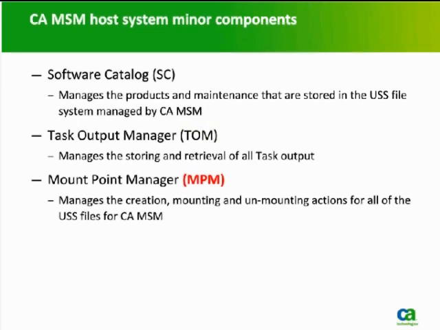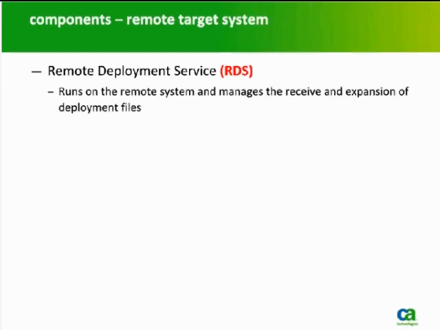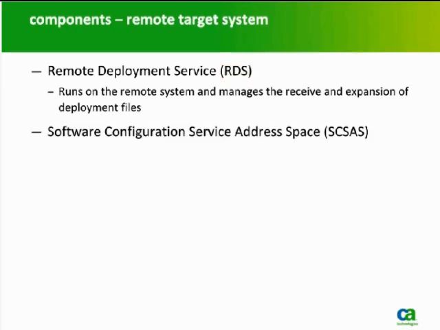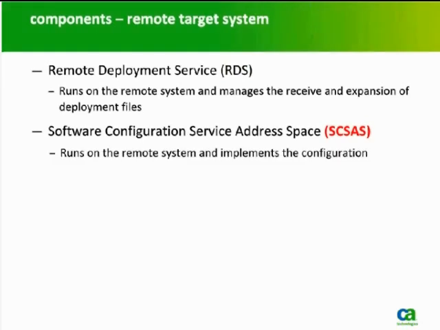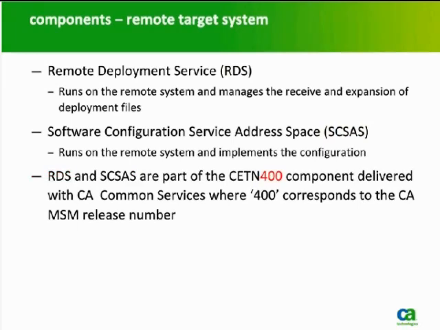On the remote target system, we have Remote Deployment Service. This manages the receiving and expansion of deployment files on the target system. Software Configuration Service Address Space, it also runs on the remote system and implements and manages the configuration actions on the target system. RDS and SCSAS are part of the CETN400 as an example component.